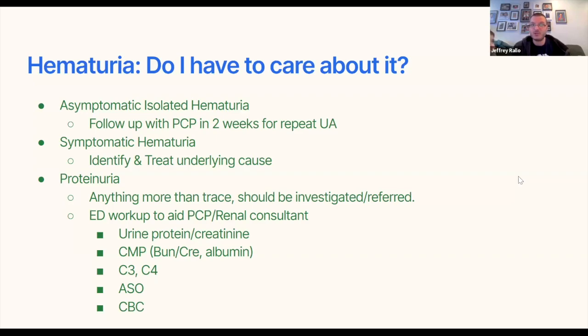And then quick blood draw. You want a comp, mostly just BUN and creatinine and albumin levels, and CBC mostly for infections, some sort of chronic disease, cancer screening, any signs of anemia, things like that. And then ASO to screen for recent strep infections for post-strep glomerulonephritis, and then C3, C4 complements. That's it. That's as deep as we want to go.